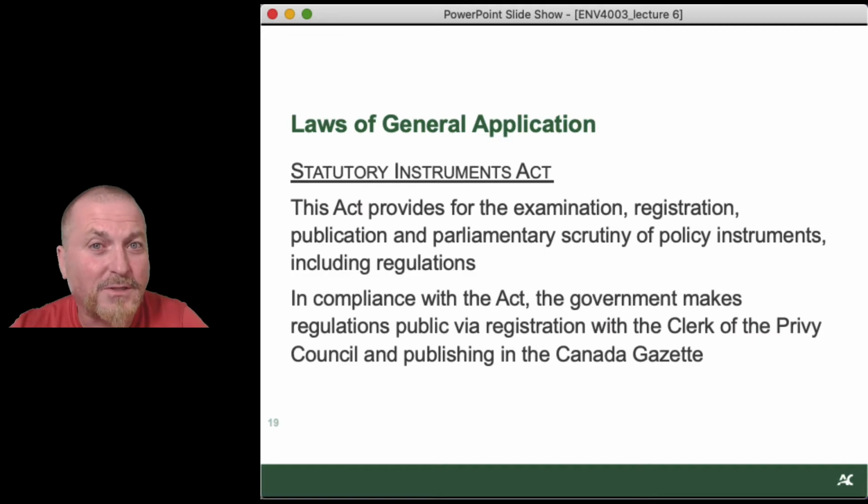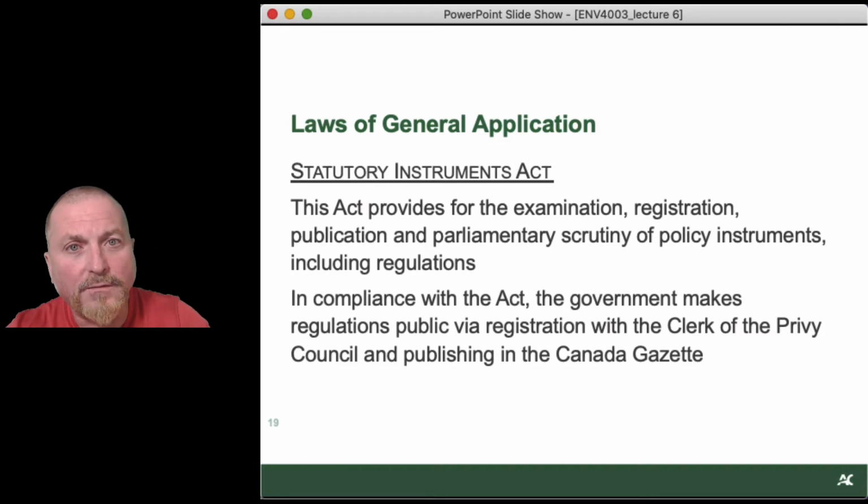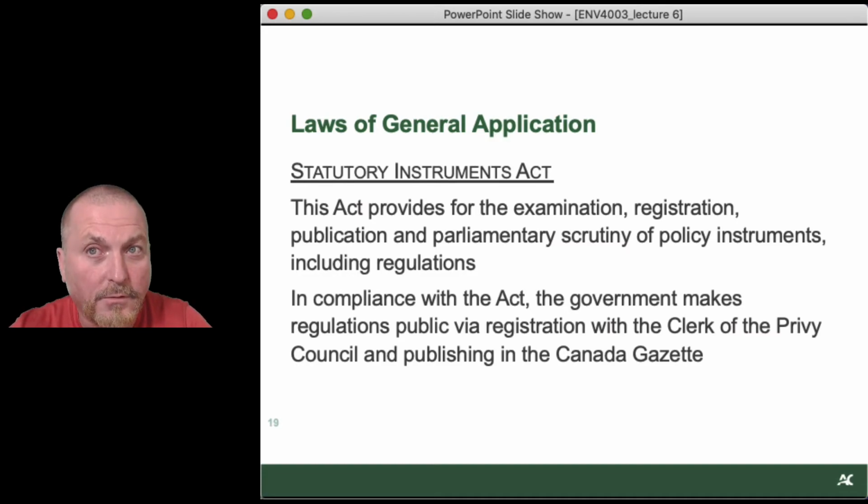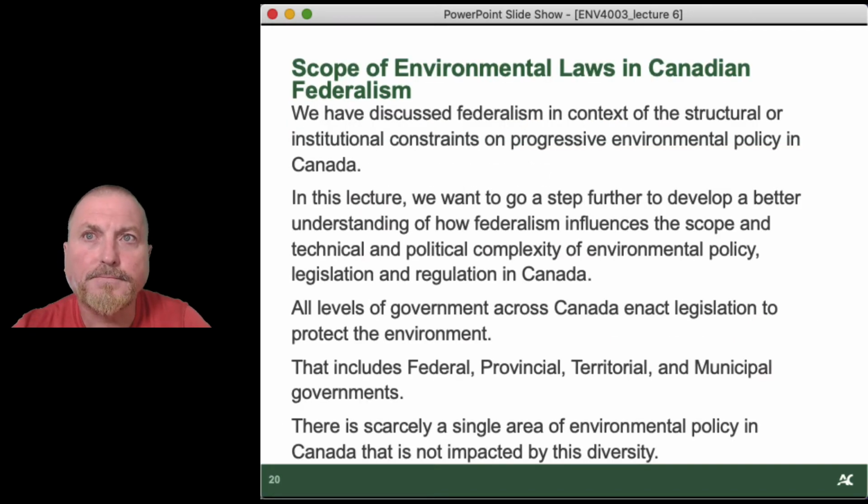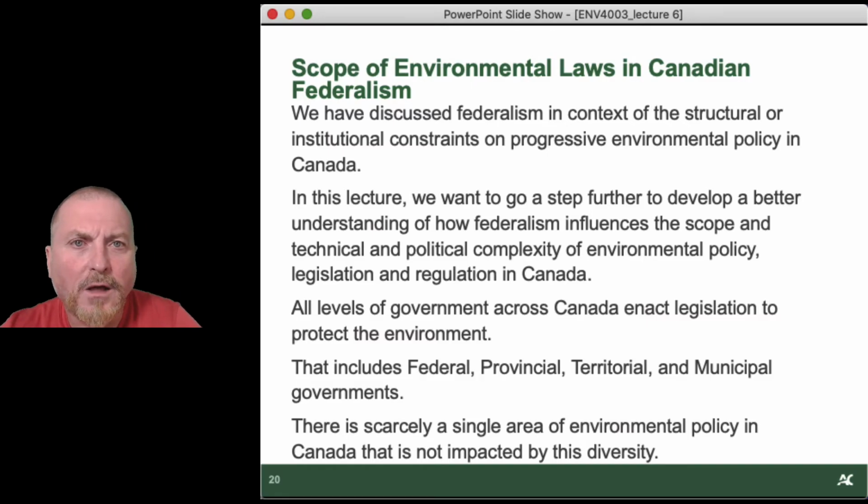But there are a number of provisions that a policy instrument must go through under the authority of a legislative act to get cabinet approval. It's very important. If you're working in any kind of policy development in government, you know the processes that are required, and you will know the Statutory Instruments Act. Okay. So these are very important contextual things.